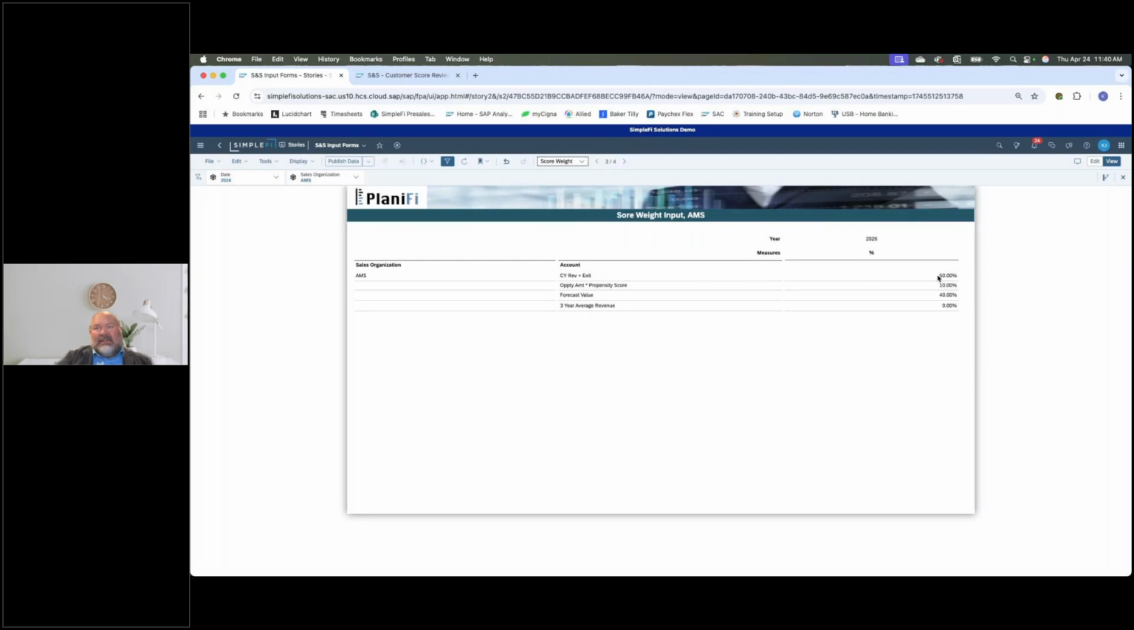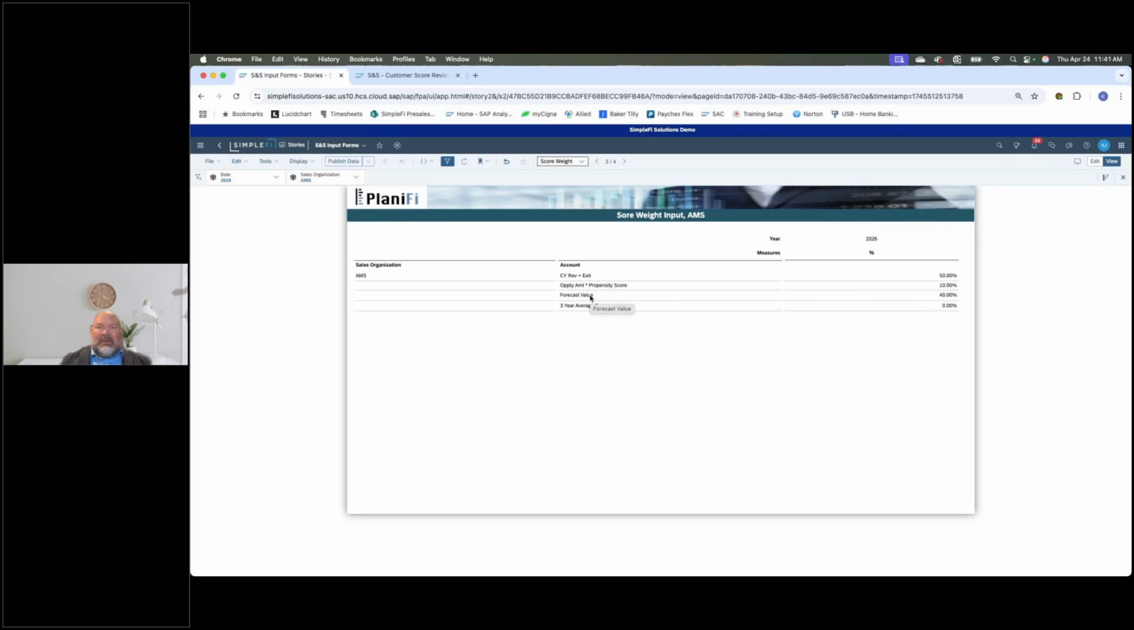So it's going to take the 50% of the 10, so you're going to have the 5. You're going to have a 10 of the opportunity amount and propensity score. So if that also came in as a 10 on its scale, then you would have a 1. And then if you had this, you would have a 4 for the forecast value if it came in at a 10 on the scale. So for that account, it would have a total account score of a 10.